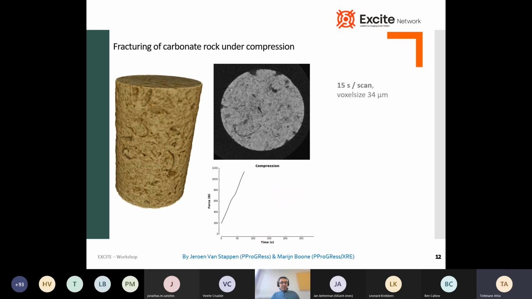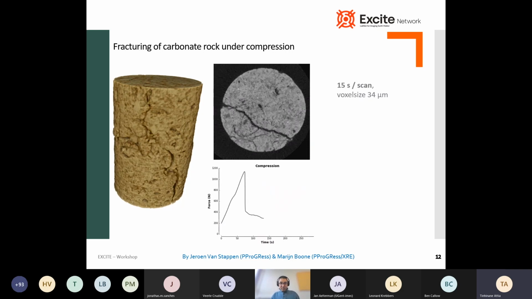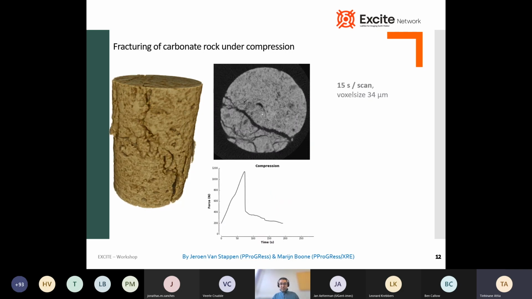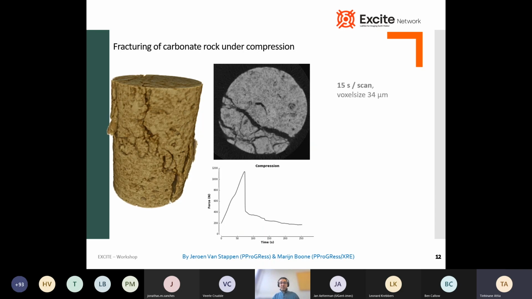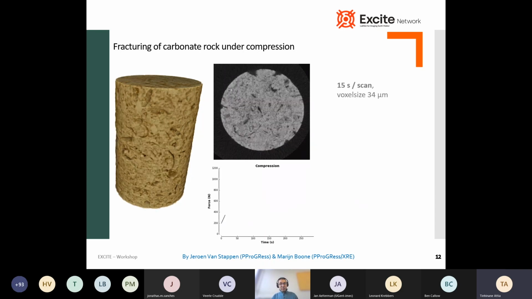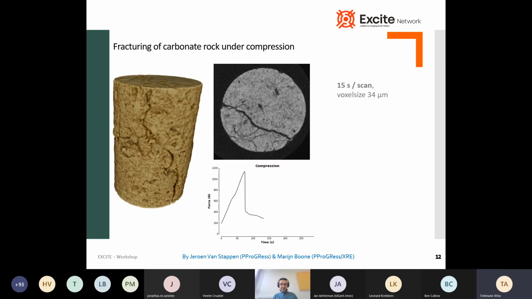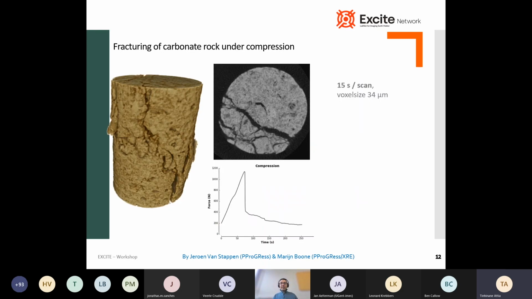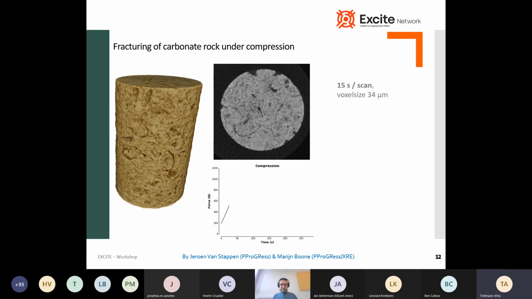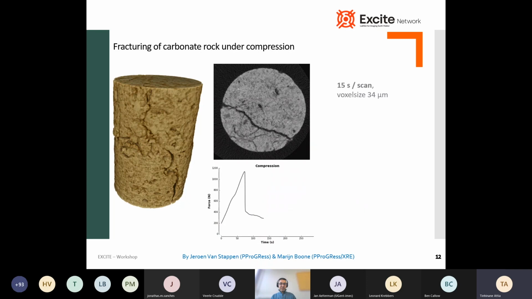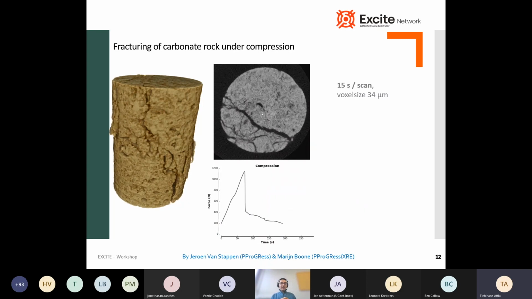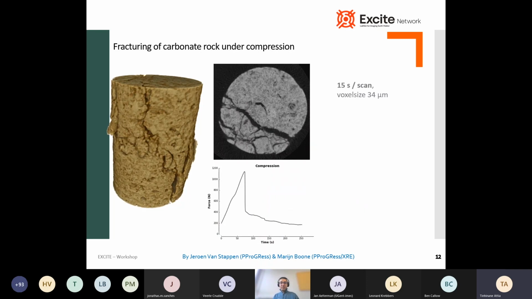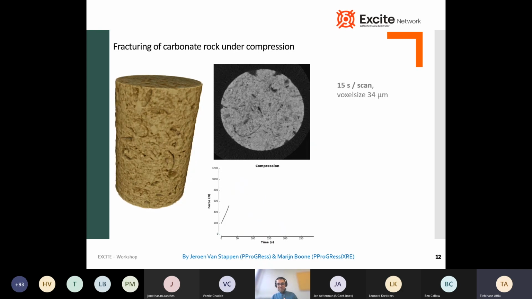Another example, we have fracturing of carbonate rock under compression. So in here, we have a limestone sample, which is under compression, and we want to see how fracture forms and propagates in the sample. So dynamic imaging and continuous acquisition not only help us to capture faster processes, but it is also very useful to capture the moment of interest. So actually to capture the events that we cannot exactly predict when they will happen.